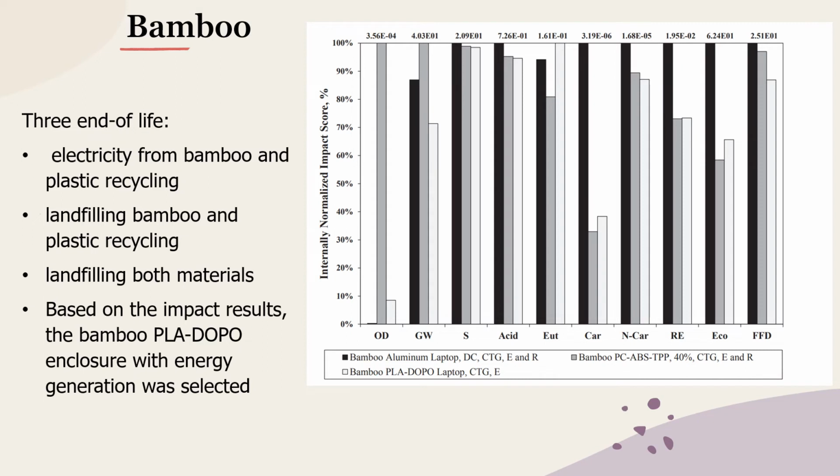There are 3 end-of-life options provided in this study, and those included electricity from bamboo and plastic recycling, landfill bamboo and plastic recycling, as well as landfilling for both of those materials. The analysis identified the same trends as when comparing the PCABS option because of the small mass of the bamboo in the laptop enclosure. However, the reduction in impacts achieved through recycling is offset by the increased energy impacts associated with processing the bamboo using the CNC machinery. The bamboo PC ABS TPP laptop with 40% PCR, bamboo disposal for energy generation, and plastic recycling was selected for further comparison. So again, the disposal for energy generation and plastic recycling moved forward in the study.